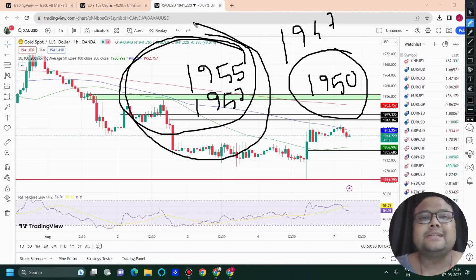Actually, this is a resistance, 1955 to 1957. So you can consider, day traders, you have three resistances on the chart of gold right now. 1947 being the first one and the weak one. Then we have 1950, it's a good resistance for day traders. And then we have 1955 to 1957. These are the three resistances on the chart where you can expect to take a sell position.